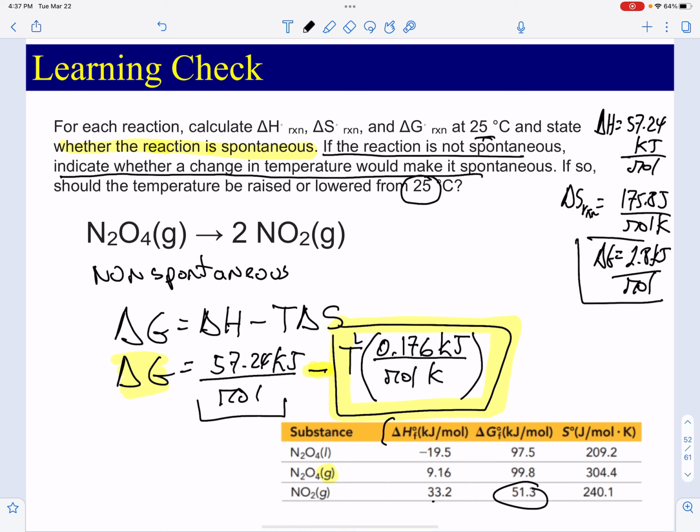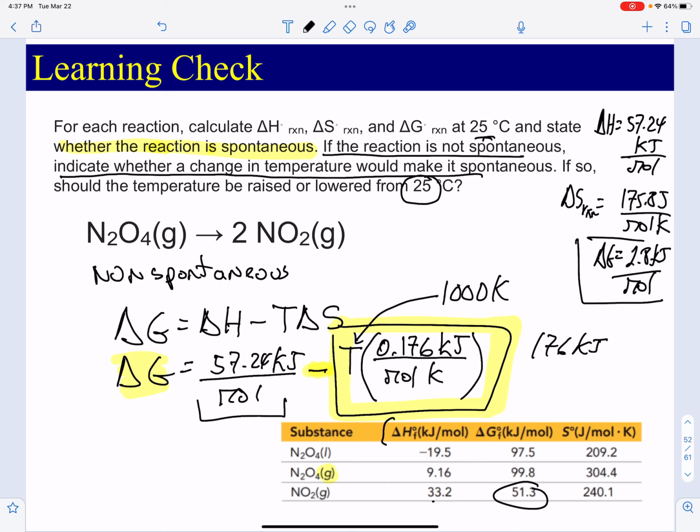So if the temperature was 100 Kelvin, that will make it 17.6 kilojoules, which still gives us a positive number when we do the subtraction. But what about if the temperature was 1000 Kelvin, for example? If it was 1000 Kelvin, then this will become 176 kilojoules, and that will give us a negative value. So this reaction can be spontaneous at very, very high temperatures.